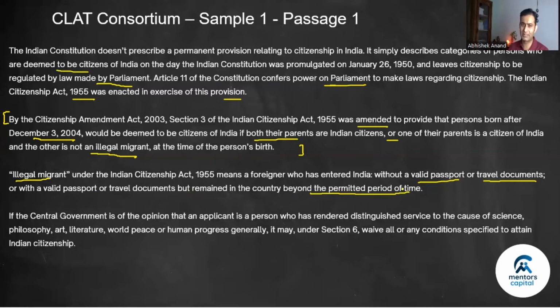I will not memorize the criteria. I will not try to make a note of the criteria. I know if a question comes on this, I have to go back to this particular paragraph.